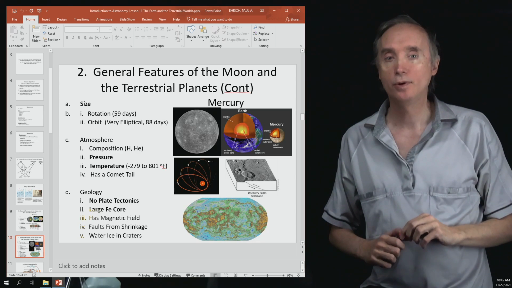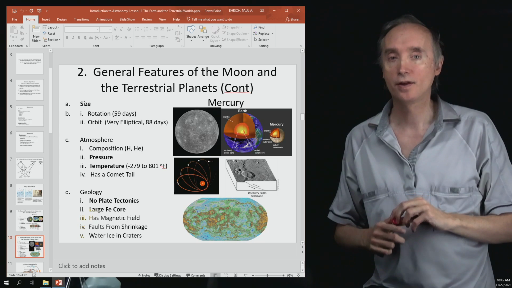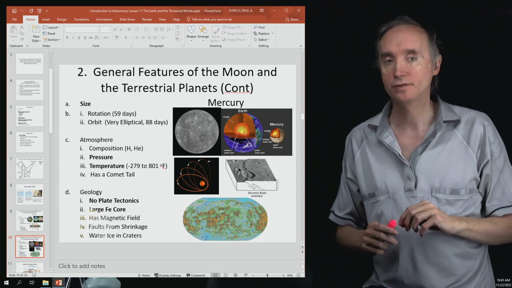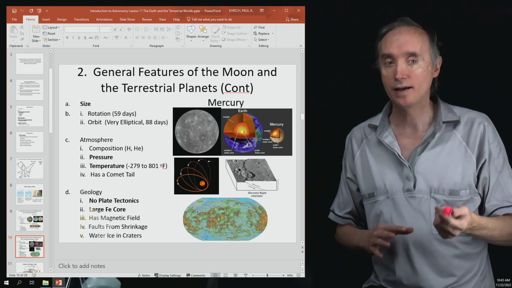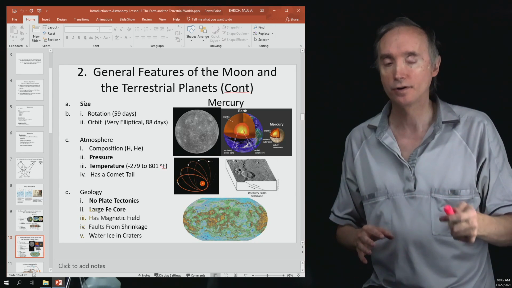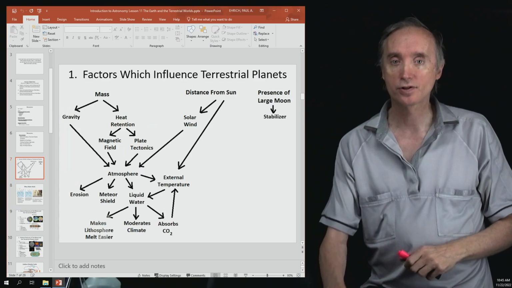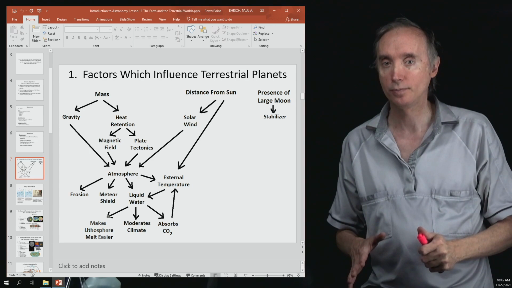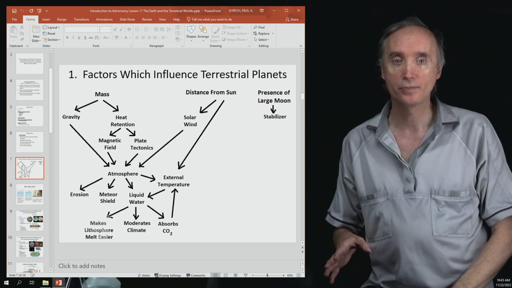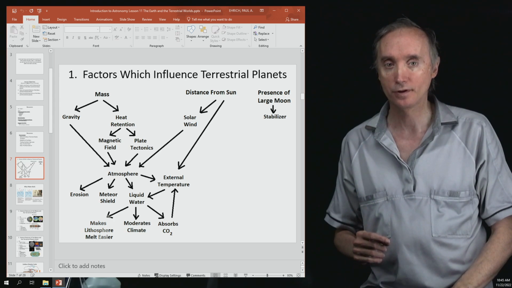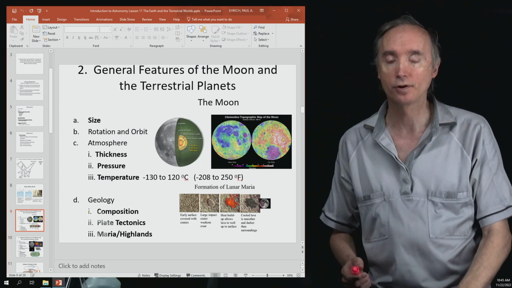Okay, I'm back, and now we want to talk about Mercury. The number one thing that determined the fate of Mercury is actually two things. It's going to be its size, and it's going to be the distance that Mercury was from the Sun. So if we go back to here, and we talk about the factors that influence the terrestrial planets, this time it's going to be both the mass of Mercury and the distance that Mercury was from the Sun. So first, let's look at the size of Mercury.